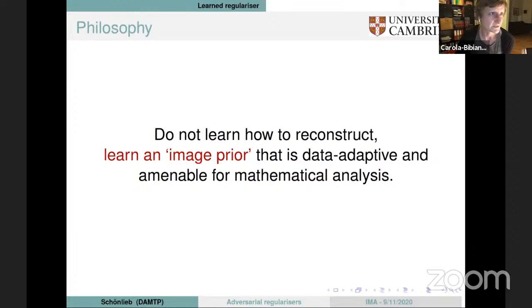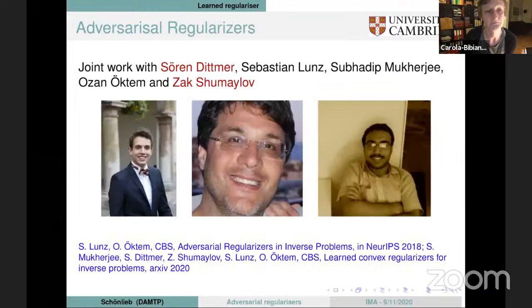The other message is, because I'm sticking to a variational model, I don't want to learn how to reconstruct, because I want to reconstruct with my variational approach. I want to learn the prior. I want to learn what the images I want to see as solutions of my variational problem are made of.